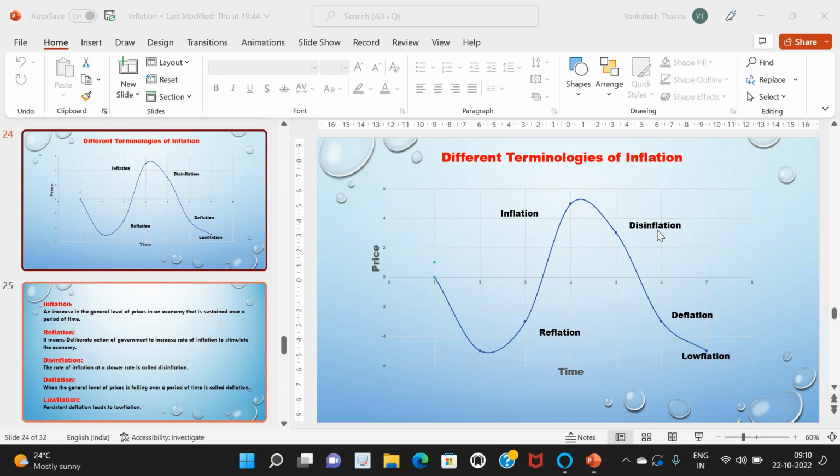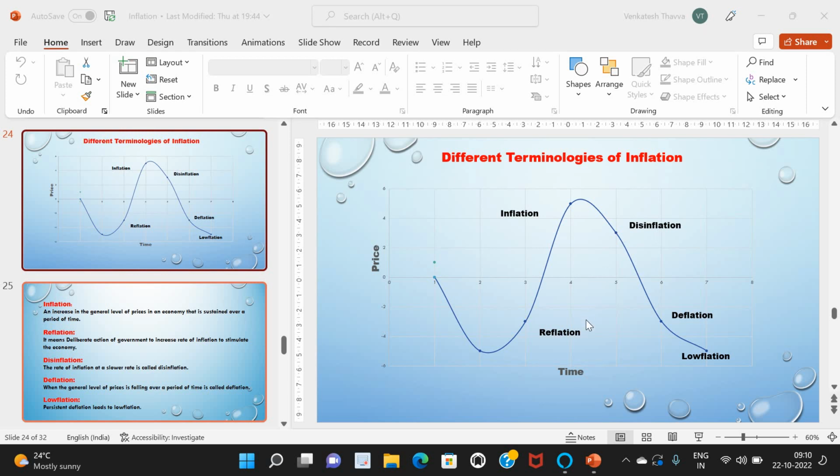Next, coming to disinflation. What is disinflation? The rate of inflation at a slower rate is called disinflation. For example, if the inflation of last month was 6% and the rate of inflation in the current month is 5%, it is termed as disinflation. Disinflation must be without an impact on national income and employment.